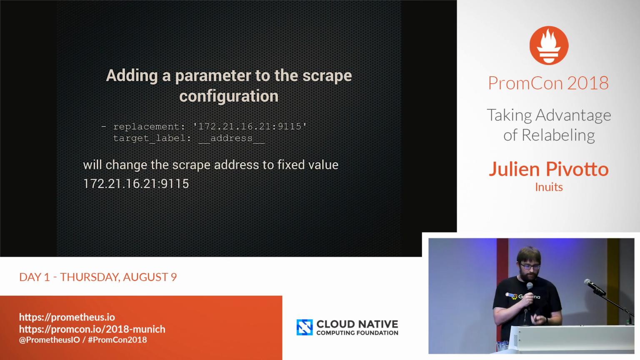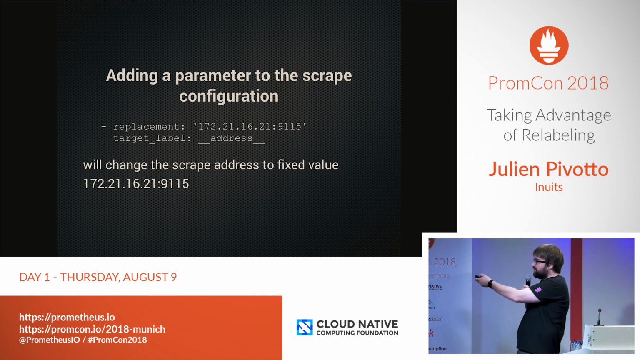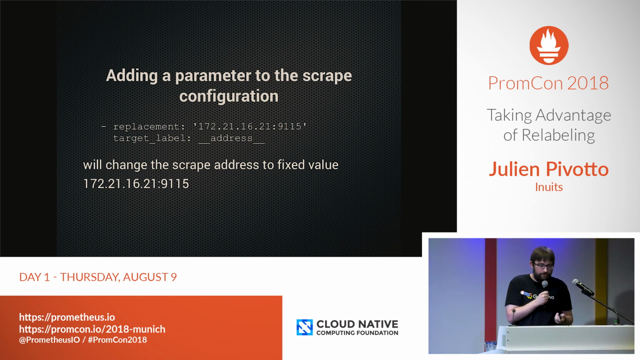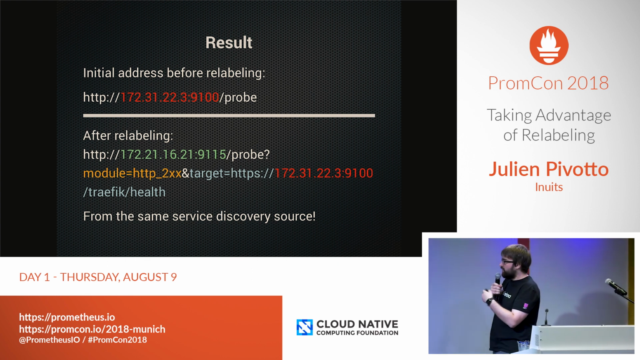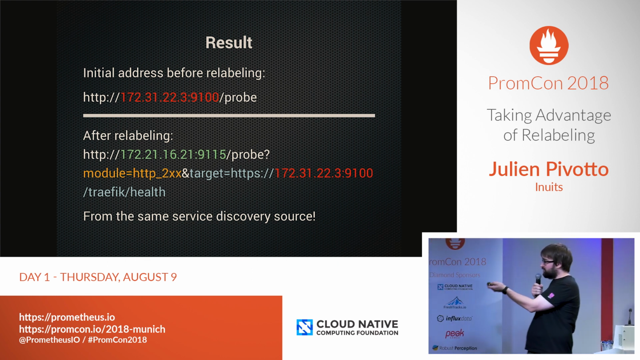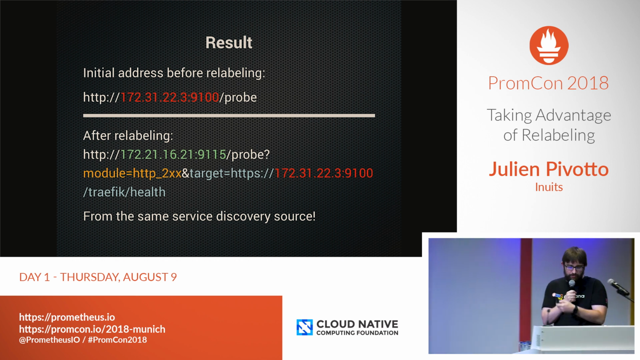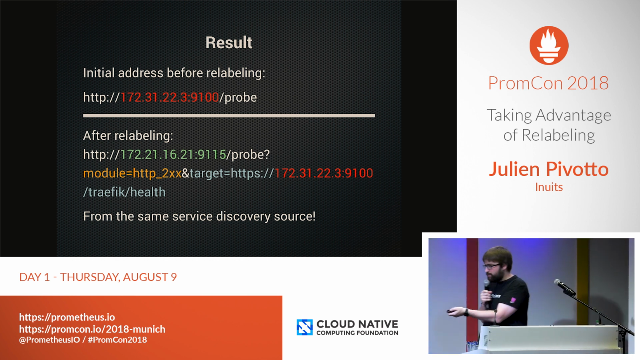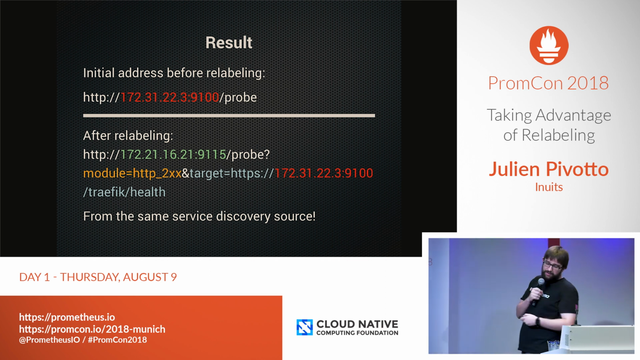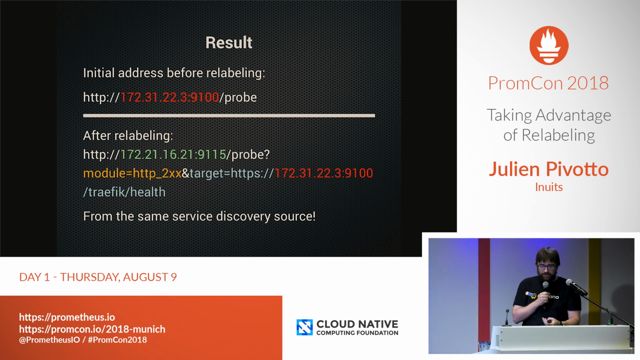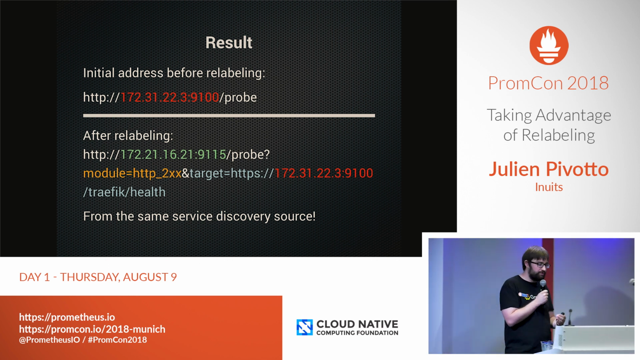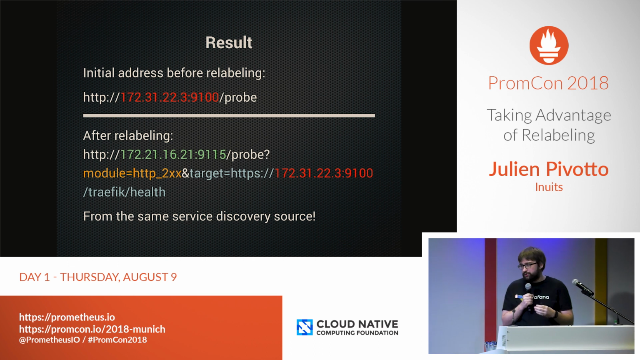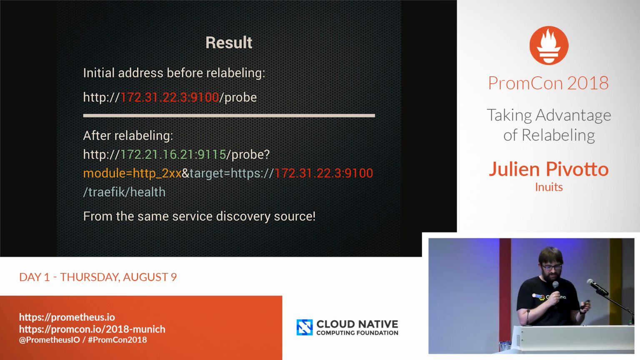And then we also add a parameter so that we change the address that Prometheus needs to scrape to be that fixed address which we know is the black box exporter. So the initial address before we were relabeling would be the address of traffic/probe, and we changed that to first change the address that we want to relabel, and then we add a bunch of parameters at the end so that the black box exporter can work. And because we are using the same file as input, we know that everything that we scrape using the traffic job, we also monitor the SSL certificate.